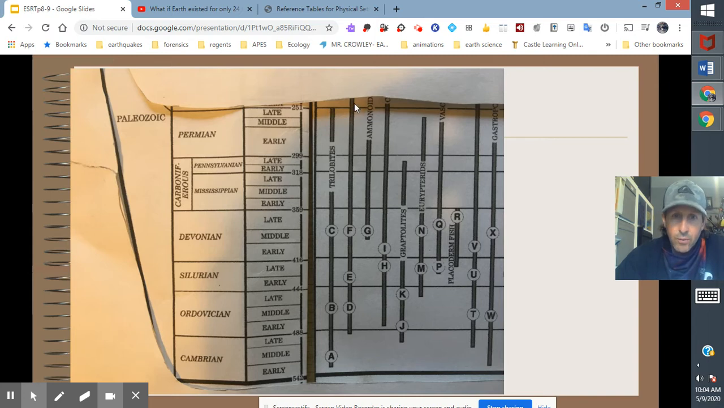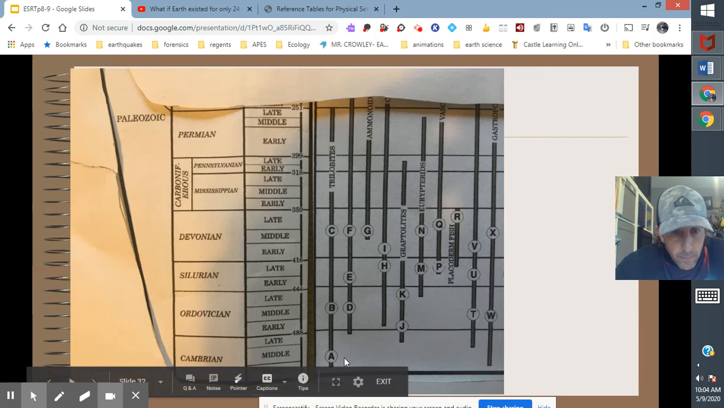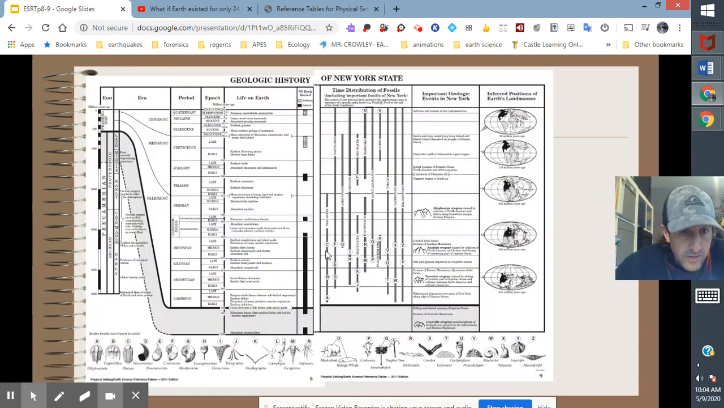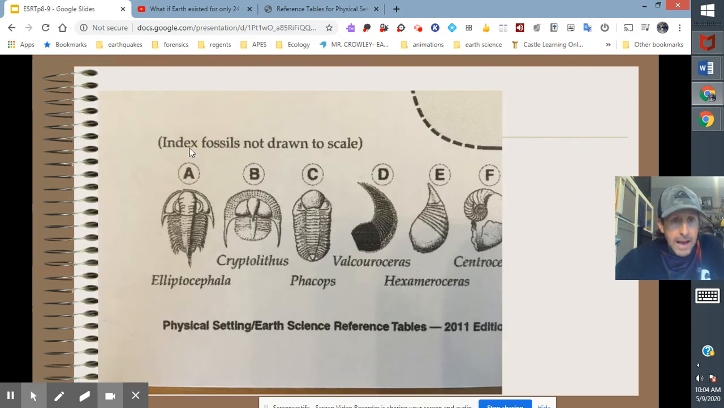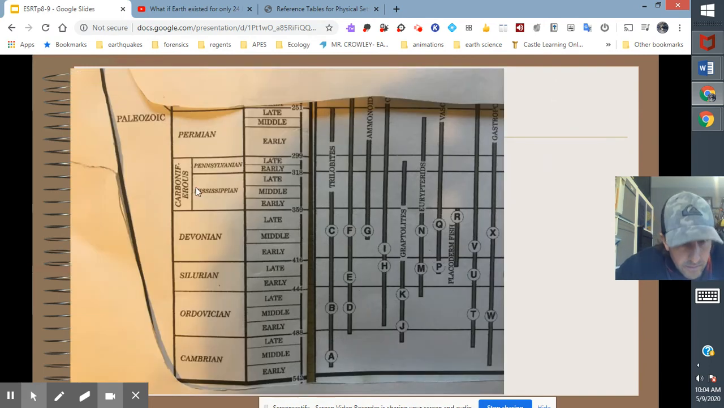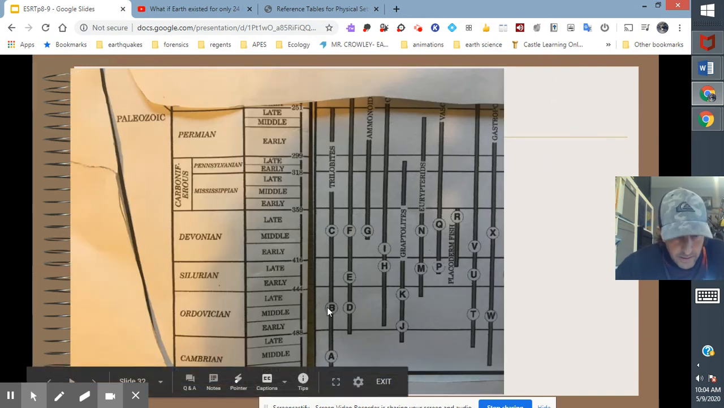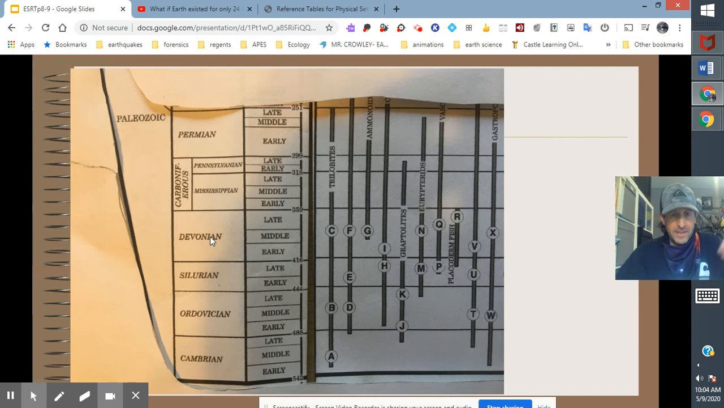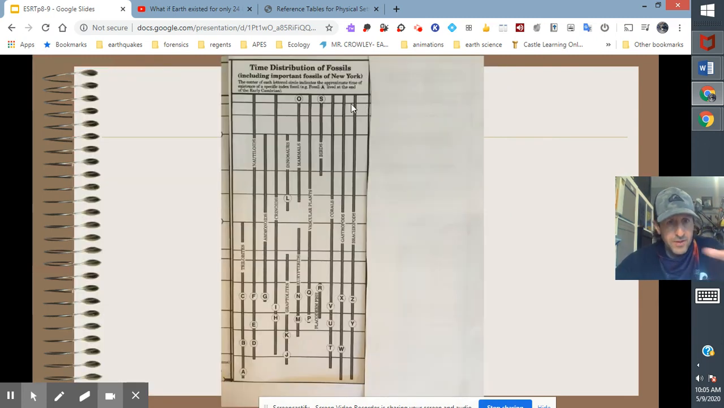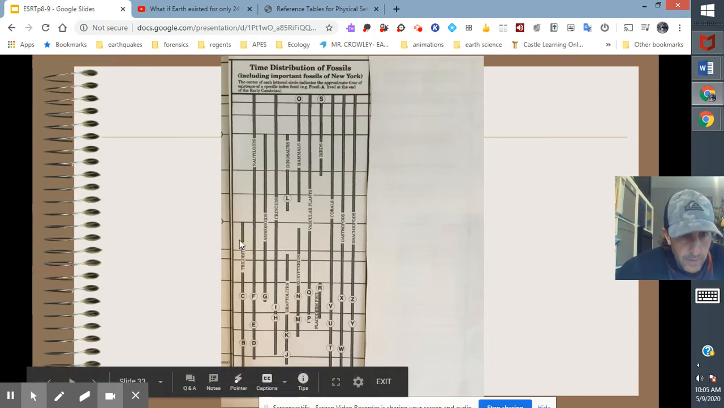Other things did live through. That's why you can see the bars continuing, okay? But you can see letters A, B, and C. A, this is A right here, right? A lived during the Cambrian. B lived during the Ordovician. C lived during the Devonian. They evolved and or went extinct. Anyway, that's just the whole thing. I'm just showing you how the trilobites ended here.